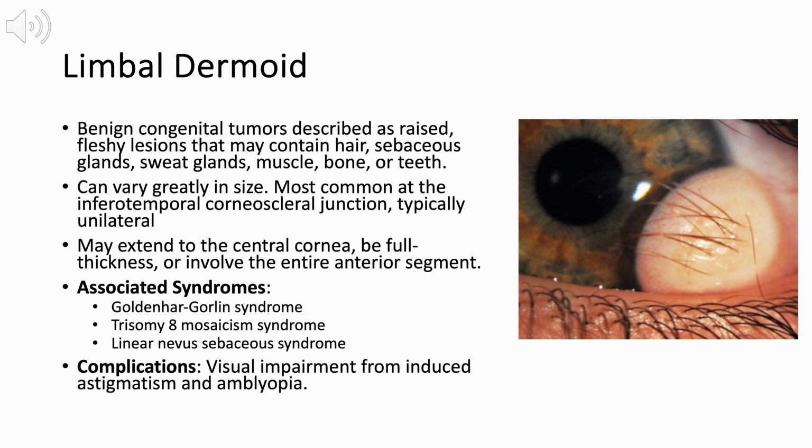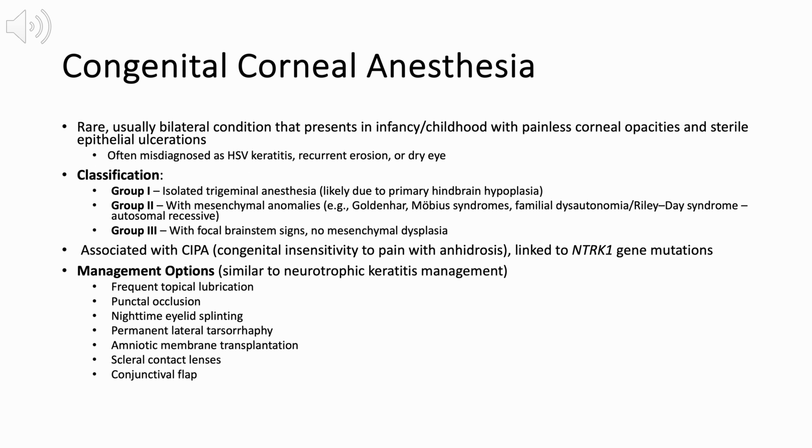Complications primarily arise from visual impairment due to induced astigmatism and amblyopia. The image on the right depicts a limbal dermoid with visible hair shafts embedded in a pale, elevated lesion at the corneoscleral junction. Congenital corneal anesthesia is a rare, typically bilateral condition that presents in infancy or childhood. These patients develop painless corneal opacities and sterile epithelial ulcerations, which can be mistaken for herpes simplex keratitis, recurrent erosions, or even severe dry eye.